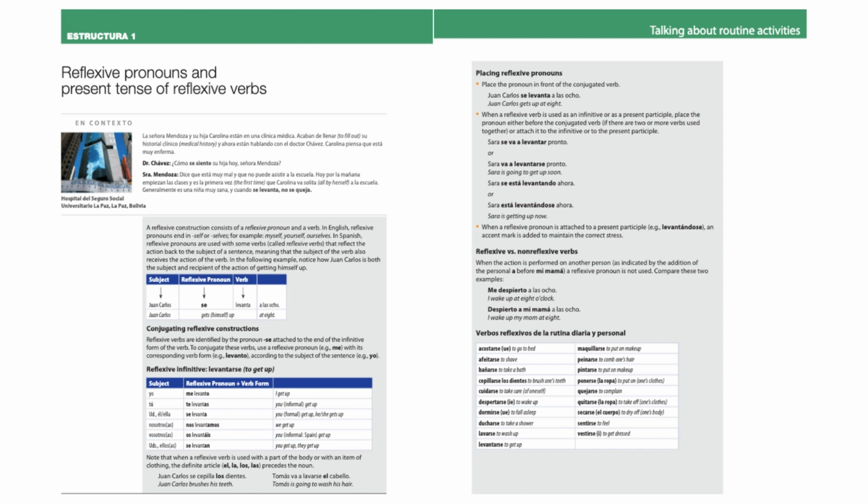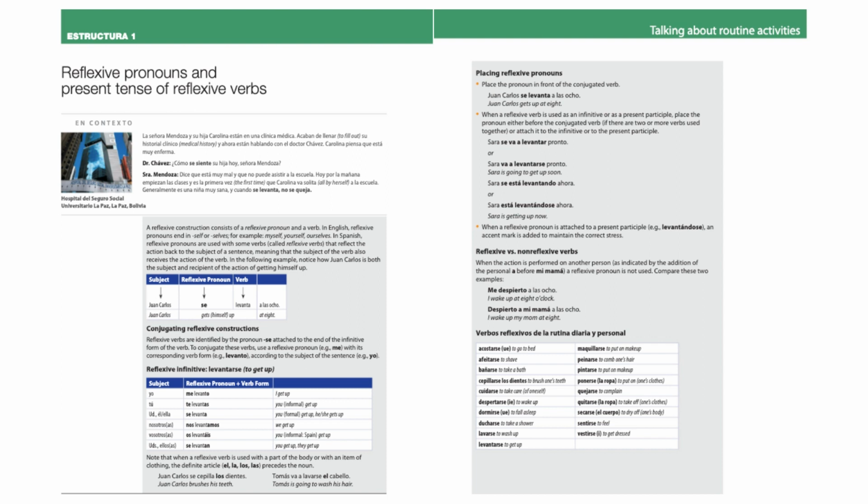In the following example, notice how Juan Carlos is both the subject and the recipient of the action of getting himself up. So, for example, here you see the subject, which is Juan Carlos, se, which is the reflexive pronoun, the verb will be levanta, conjugated to Juan Carlos, since Juan Carlos is the one controlling the verb, and a las ocho, which is the time. Juan Carlos gets himself up at 8.